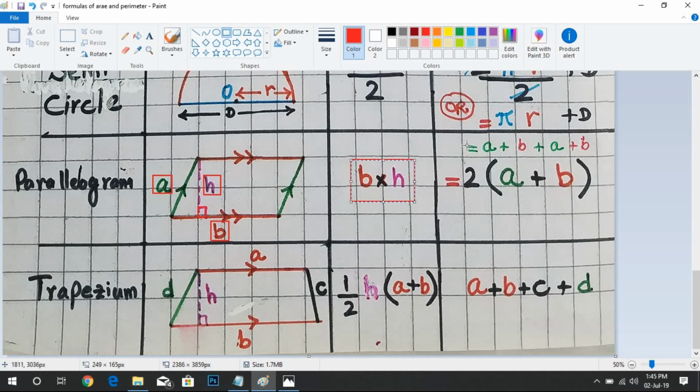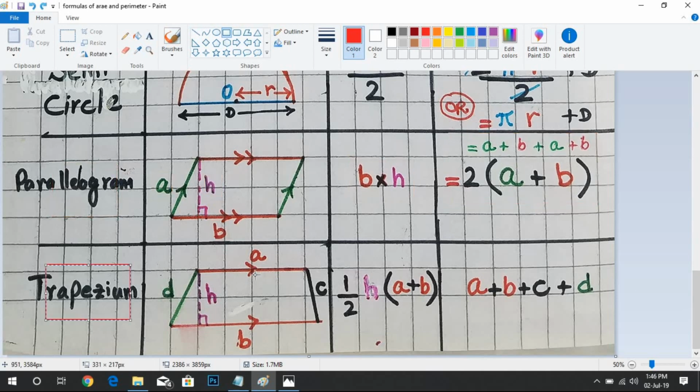Now the perimeter of a parallelogram is very simple, which is equal to A plus B plus A plus B. At the end of this course, you will observe the investigation of a parallelogram and a rectangle, which is very interesting.